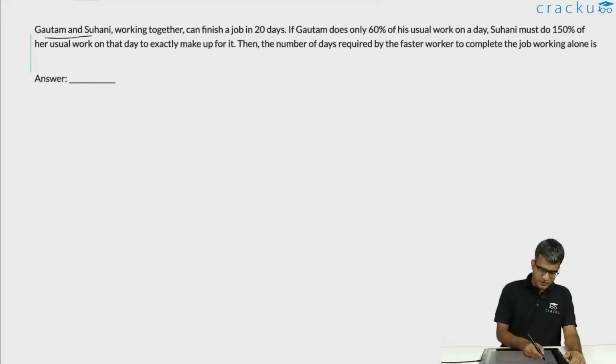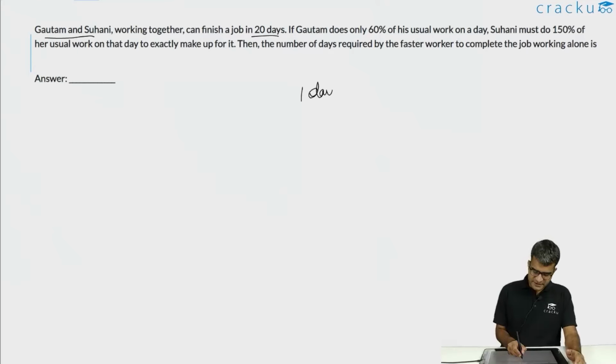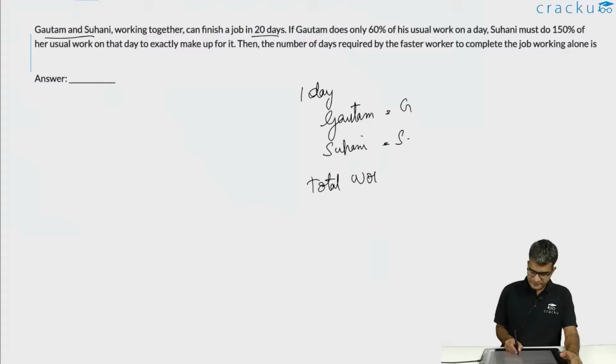In this question, we are told that Gautam and Suhani, when they are working together, they can finish a job in 20 days. Let us assume that in one day, the work done by Gautam is G and the work done by Suhani is S. Therefore, the total work that needs to be done is 20 times G plus S.